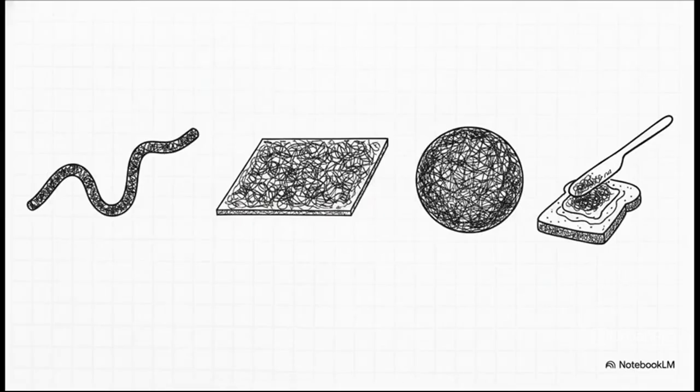And here is the brilliant solution. Instead of counting individual microscopic charges, we smear them out mathematically into continuous densities. Just like you wouldn't count individual fat molecules when spreading butter over your morning toast, we use linear density for a wire, surface density for a flat sheet, and volume density for a solid sphere. We just treat the charge as a smooth, continuous spread over the geometry of the object.